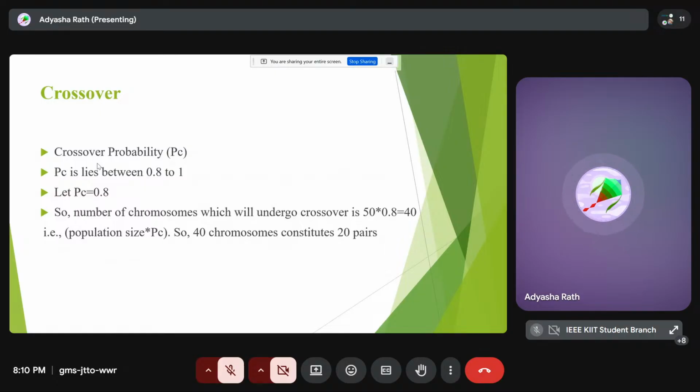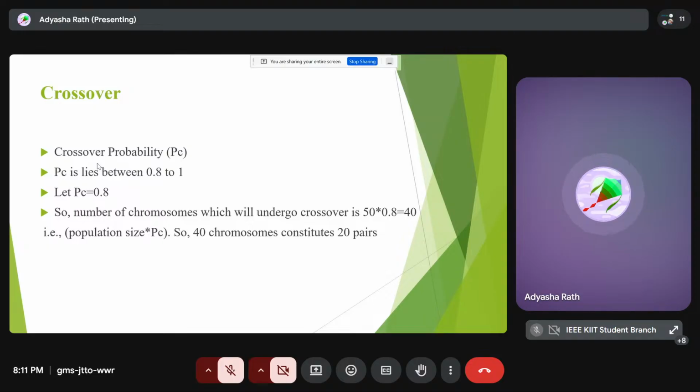Crossover probability is denoted by PC. PC lies between 0.8 to 1. Here we have taken the crossover probability as 0.8. So the number of chromosomes which will undergo crossover: the total number of samples is 50 and the crossover probability is 0.8. That means 50 times 0.8 is how much? 40. So 40 chromosomes will constitute 20 pairs.